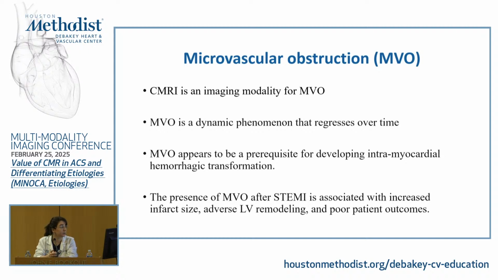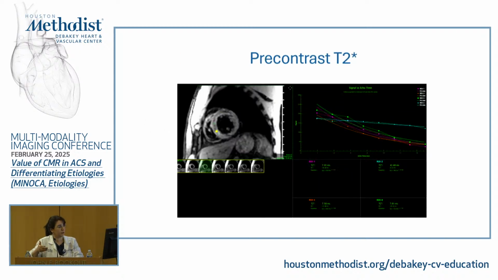Another thing with MVO is that all the capillaries are dilated and damaged, so erythrocytes can spill out. That can be an essential prerequisite for developing intramyocardial hemorrhagic transformation. Not all MVOs lead to that, but it can. I want to show this in our patient, and again it's going to look very dark. Dr. Shah, please add if you want to add.